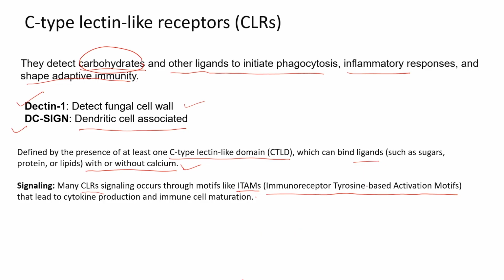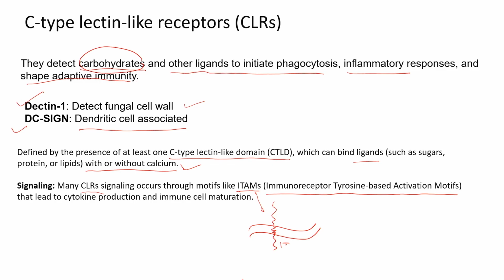So let's try to understand these ITAMs. They are specific receptor activators which are present on the cytoplasmic tail of a protein. We'll understand it here in a specific cartoon, and then in the next slide we'll discuss the detail. Suppose this is a C-type lectin, and there is a transmembrane domain here, and then we have a cytoplasmic tail.